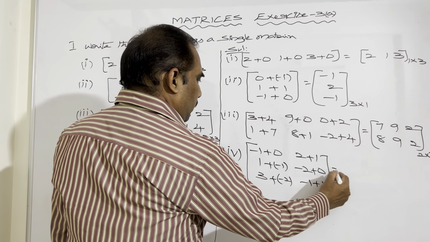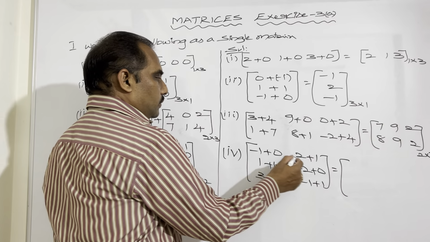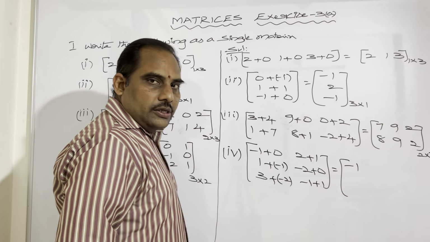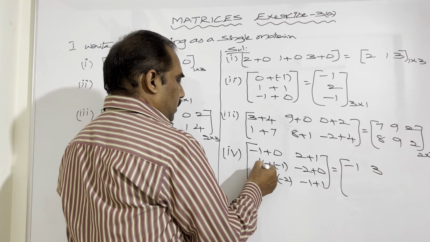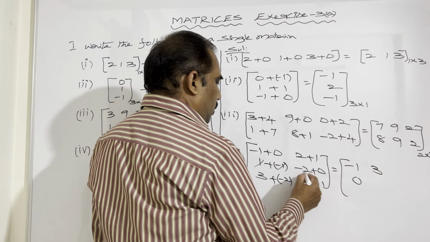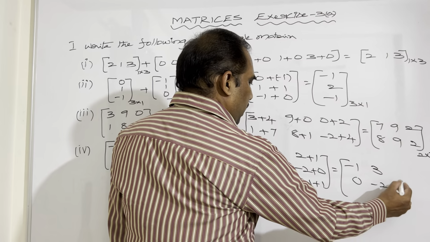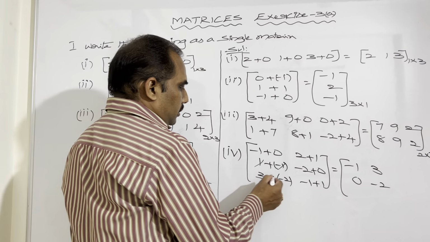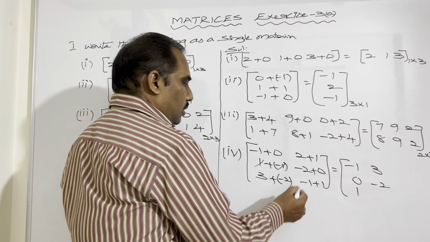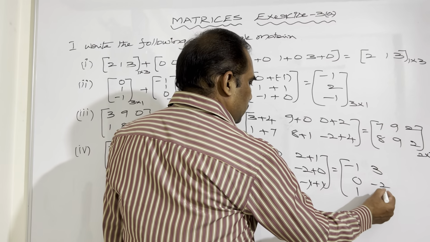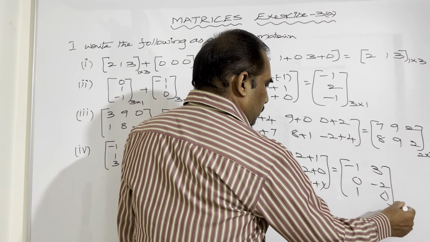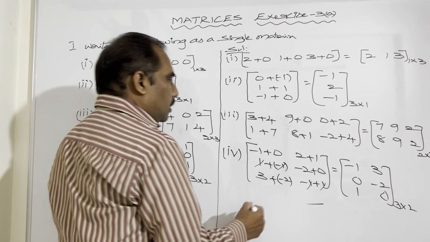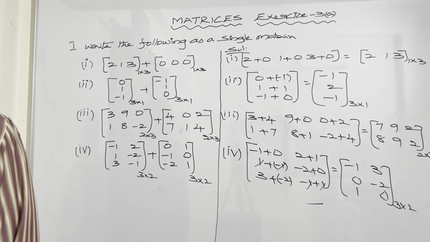So we have minus 1 plus 0, that is minus 1, and 2 plus 1 is 3. Here 1 plus minus 1 gets cancelled, 0. Minus 2 plus 0, that is minus 2, and 3 minus 2, that is 1. Minus 1 plus 1 gets cancelled, 0. The resultant matrix order is also 3 rows and 2 columns. Like this we can prove.